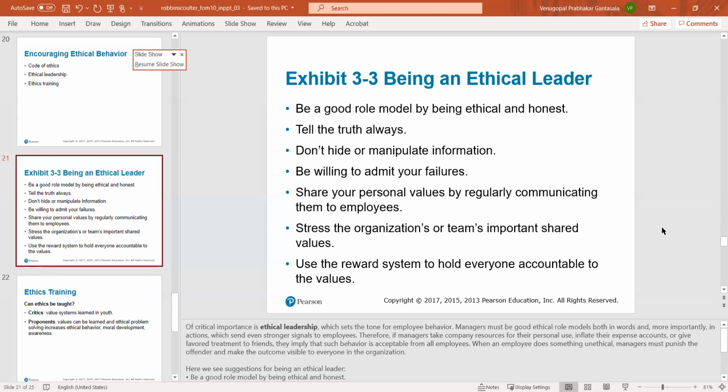Share your personal values by regularly communicating with your employees and stress the organization's or team's important shared values. These values have to be shared: safety, quality, transparency. You have to be very clear. Use the reward system to hold everyone accountable to the values. So you can actually reward people who are ethical, and you can withdraw these rewards if people are violating any of those values.